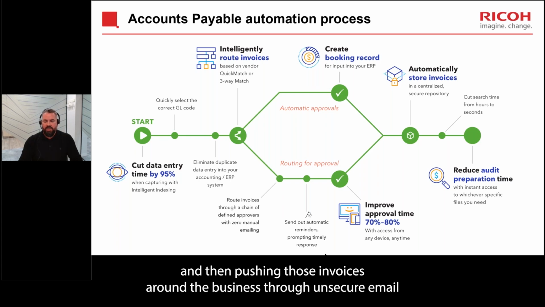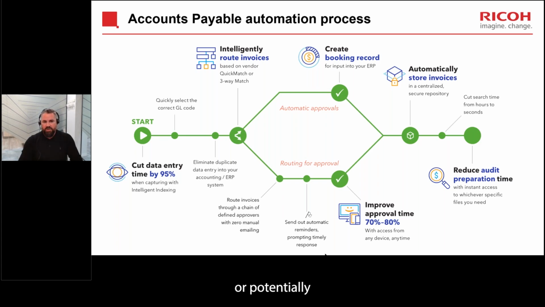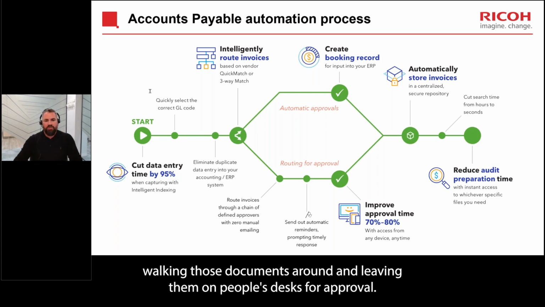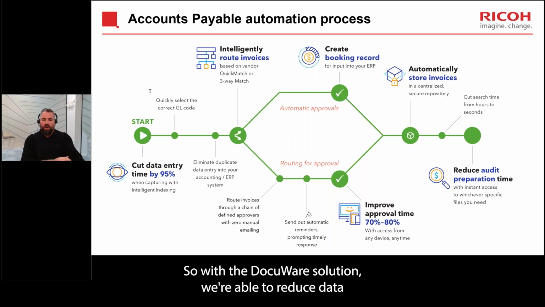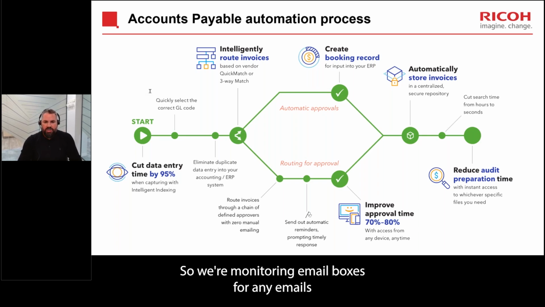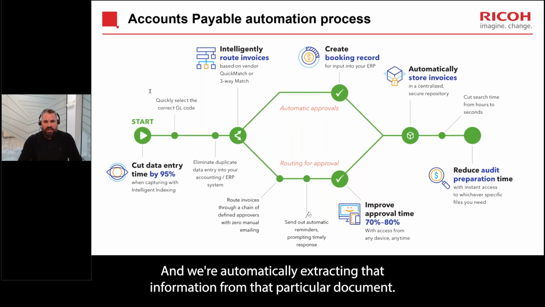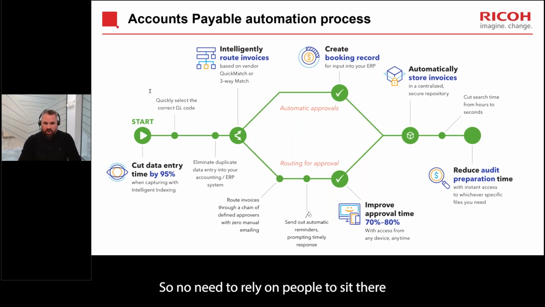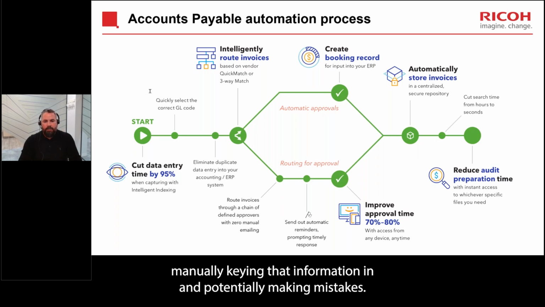invoices around the business through unsecure email, or potentially walking those documents around and leaving them on people's desks for approval. So with the DocuWare solution, we're able to reduce data entry time by 95% through using the DocuWare application. We're monitoring email boxes for any emails coming into an AP or an AP member's mailbox, and we're automatically extracting that information from that particular document. So no need to rely on people to sit there manually keying that information in and potentially making mistakes.